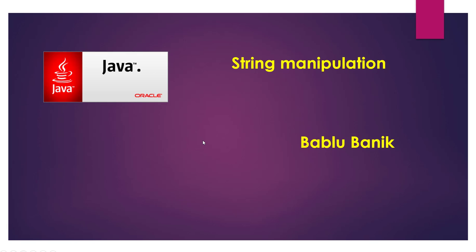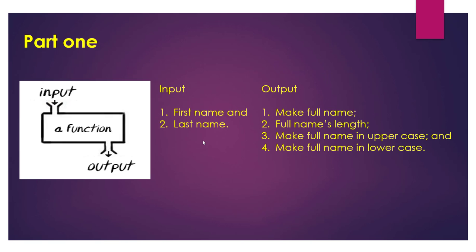I would like to talk about my thought process for implementing a string manipulation program. The program has two parts. The first part asks the user to provide a first name and last name. Then the system creates a full name from the first name and last name. Once the full name is available, the system generates other output, like getting the length of the full name or making the full name in all uppercase or in all lowercase.